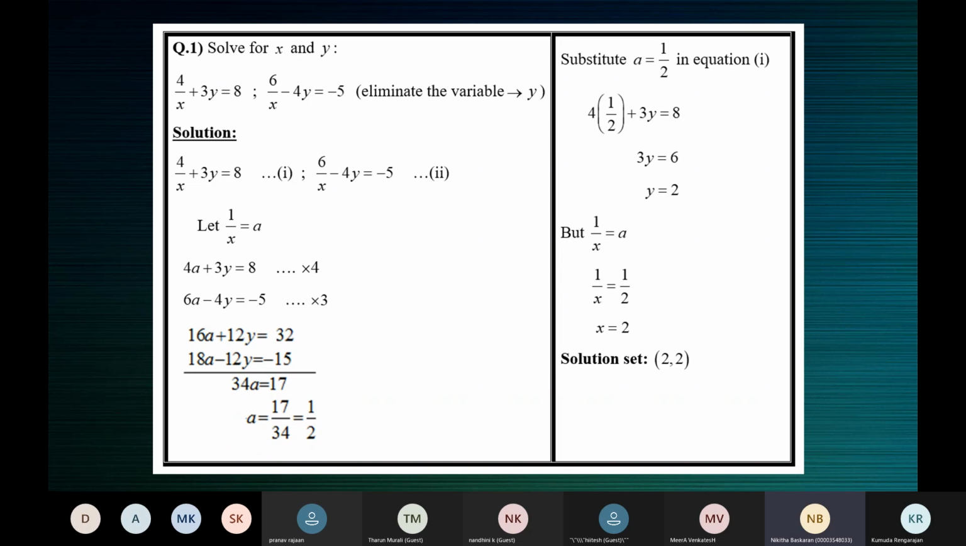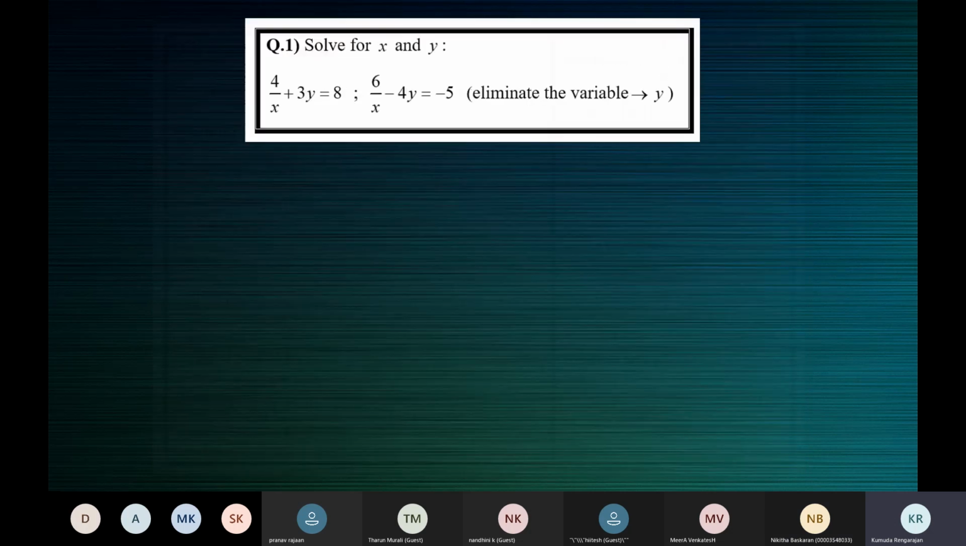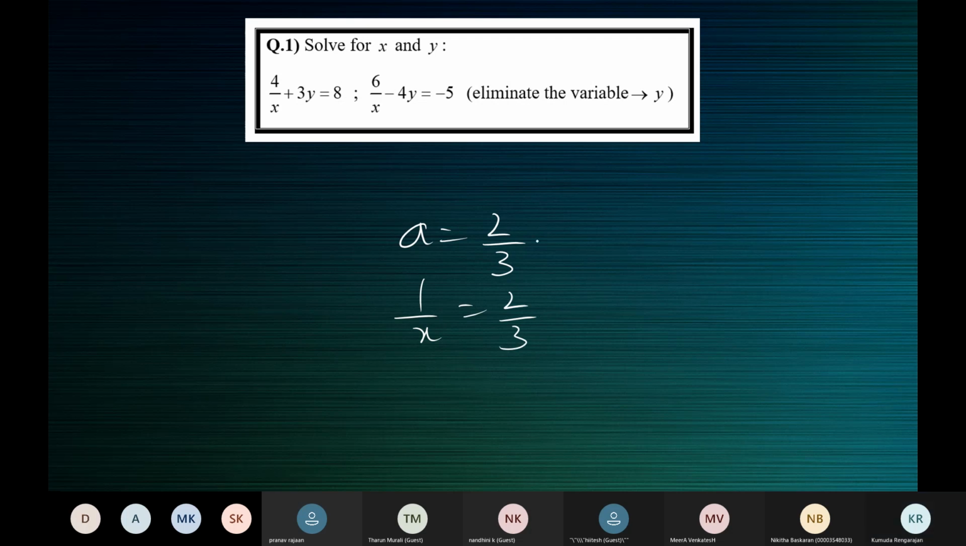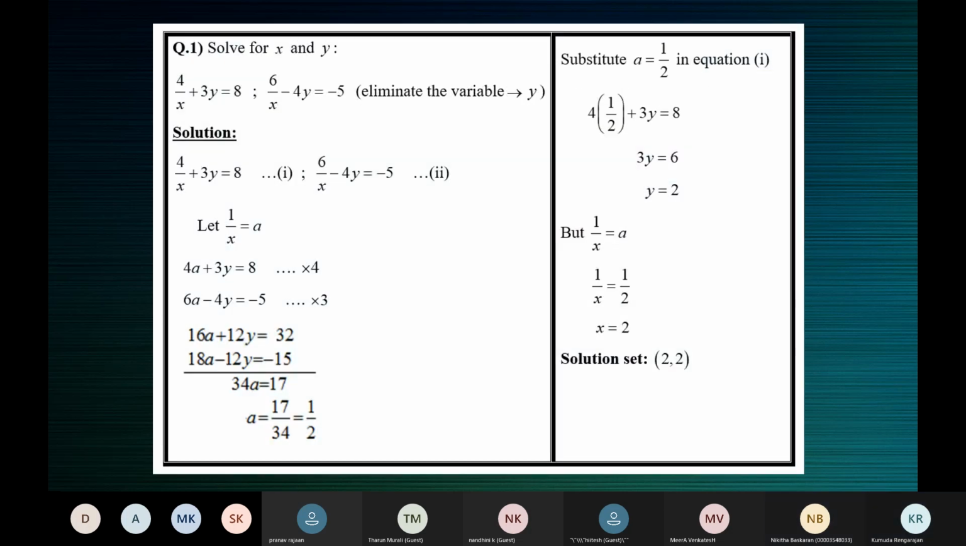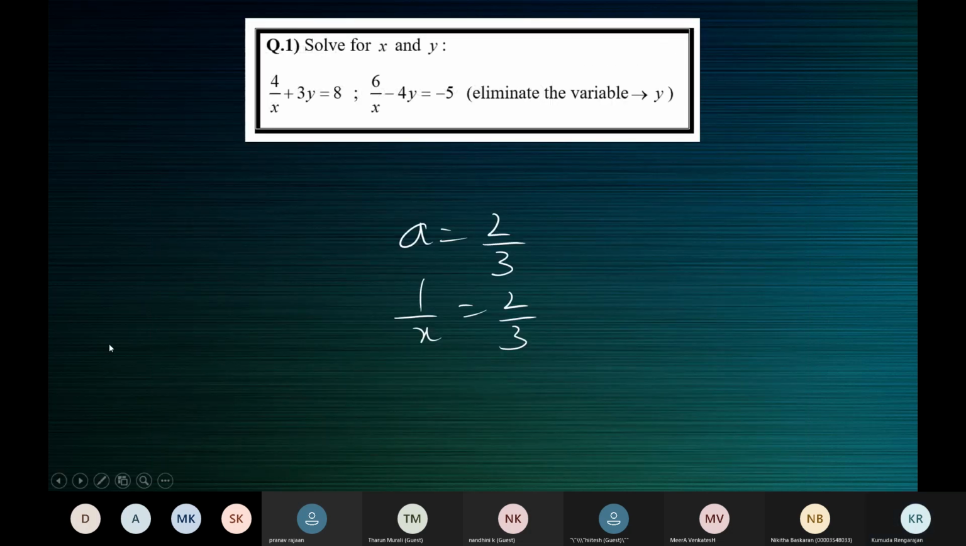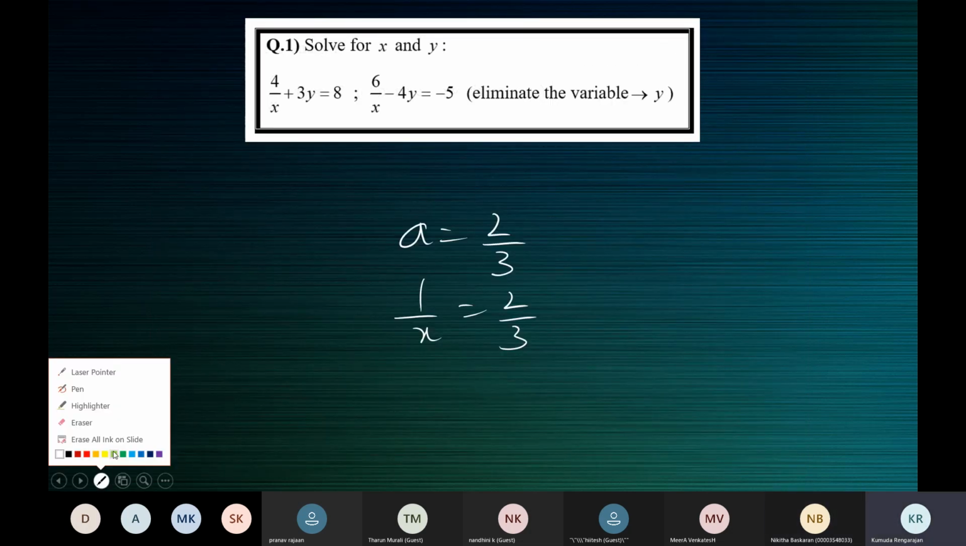Ma'am, I have one doubt. You said a is equal to 2 by 3? No, I just took some random value for a. Actually, a is 1 by 2. I was just trying to explain. Supposing you get a is equal to 2 by 3, that means 1 by x is equal to 2 by 3. I was just explaining. Okay, ma'am, this is the real value of a. I just took some random value.